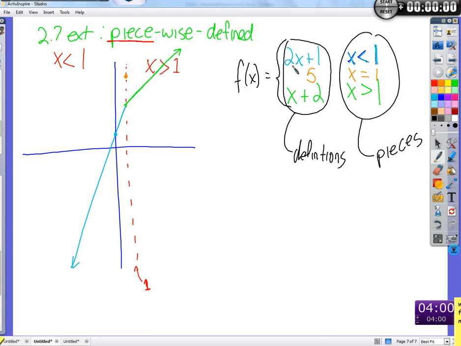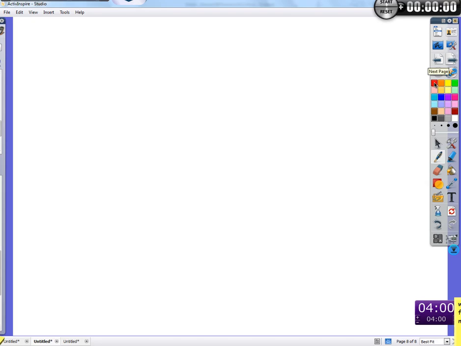Alright. I'm gonna have you try one yourself. So this is just after 2.7, after the exercise of 2.7 on page 130 or page 131. Let's do number 6. So graph number 6 in your notes.